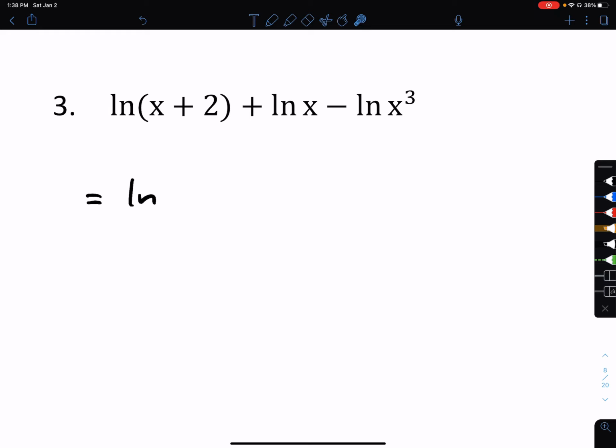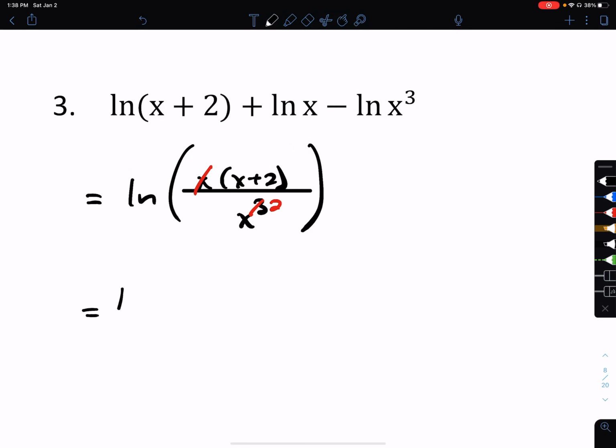So we could take multiple steps to do this. I'm going to do this in one step, and then if I need to do it in smaller steps, give me a holla. So if we're adding, we multiply the arguments. So that's x times x plus 2. If we're subtracting, we're dividing by the argument. Now this can be simplified a bit because we can divide x into itself. It goes one time, and x into x squared, it's going to go x times. So this simplifies to natural log of x plus 2 over x squared.